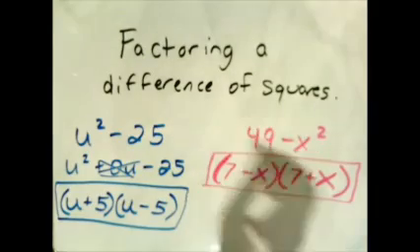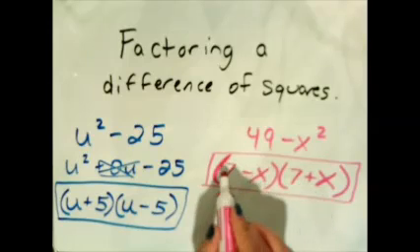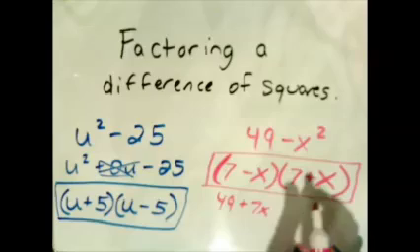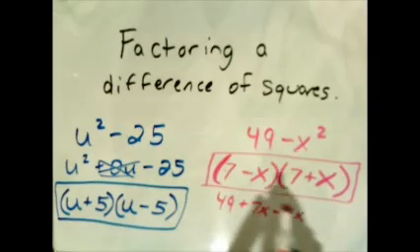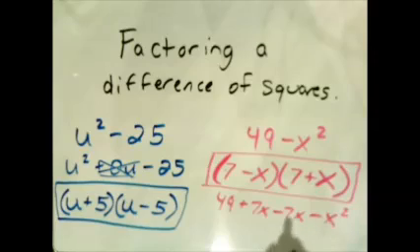So here's our answer. It's factored. But let's check. 7 times 7 is 49. My outside term is 7 times x, so 7x. My inside term is negative x times 7, so negative 7x. My last term is a negative times a positive, so negative x times x is negative x squared. Notice how these two cancel.